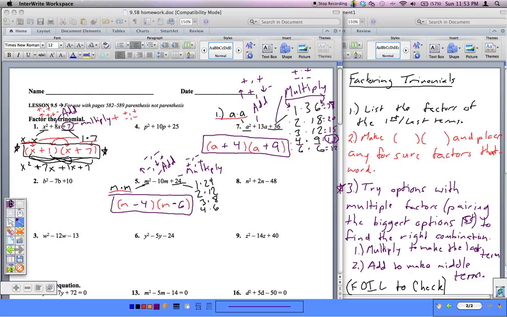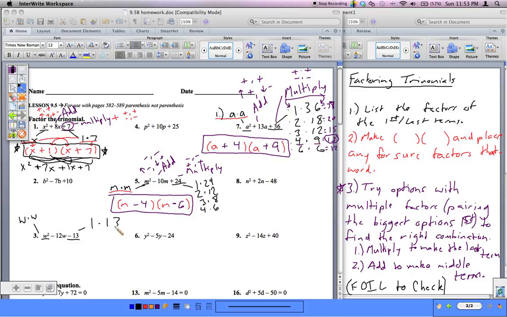Okay? Now we need to take a look at one that uses some more negatives. Here's the factors. W times W. Here's your factors here. 1 times 13. Now you notice once again we're back to one that only has one option for each. So I already know what goes up front. It's this option. And I already know what goes in back. It's this option. The last thing that I need to figure out are my sign combinations.